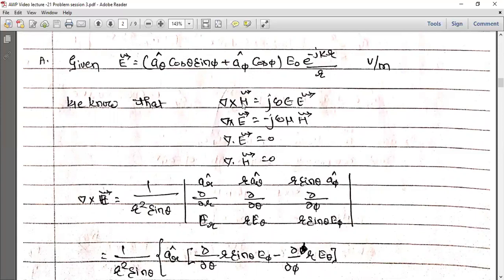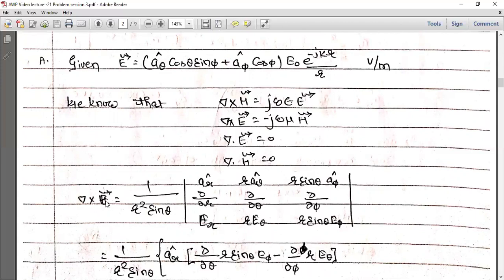If H had been given to us and we had to find E, then we would use the first equation. So in the second equation, if we find the curl of this expression, which is of course a vector quantity, it will be equal to minus j omega mu times the magnetic field intensity phasor H. So first of all, our objective is to find del cross E.